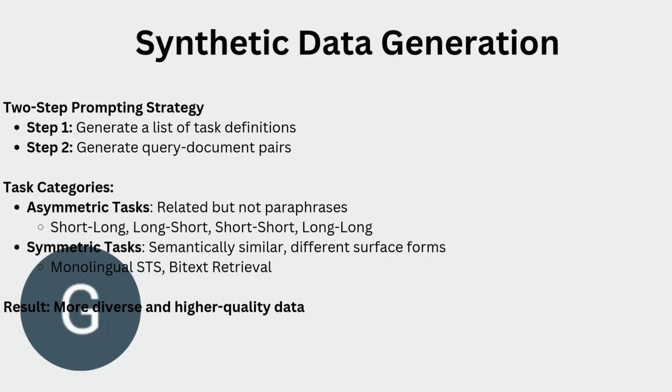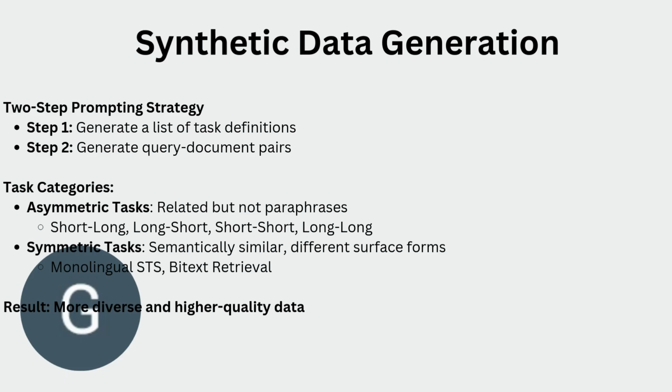The idea behind this two-step prompting strategy is that first you generate a list of task definitions, and then you categorize these tasks into different categories, and for each category you would use a different prompt to generate the synthetic data. In this manner you have higher quality and more diverse data. The task categories are asymmetric tasks and symmetric tasks. By asymmetric tasks, we mean that the query and document are semantically related, but they're not paraphrases of each other. Within asymmetric tasks, you can have multiple subgroups, for example, short-long, long-short, and long-long. Short-long means you have a short query and a long document. Long-short means you have a long query and a short document, and so on.